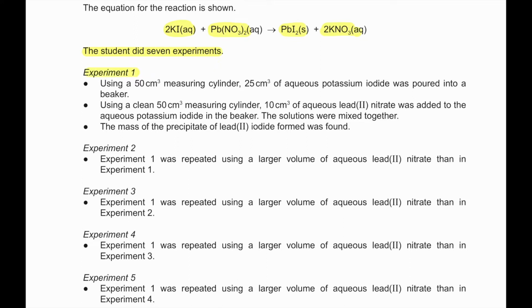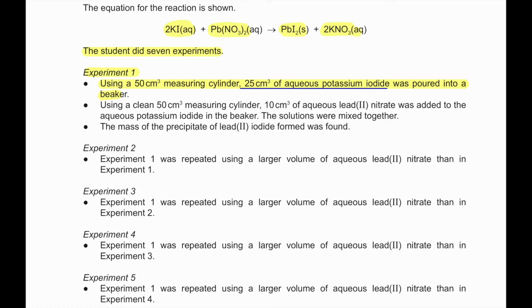Experiment number 1. Using a 50 cm3 measuring cylinder, 25 cm3 of aqueous potassium iodide was poured into a beaker. So we are using a measuring cylinder to measure 25 cm3 of aqueous potassium iodide. Now we already know one thing: measuring cylinders can be used really quickly. However, they are not a good way of measuring a fixed volume of any reagent. In this case, like 25 cm3, they are not good at doing it because they are really inaccurate.